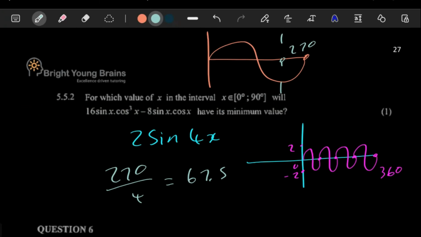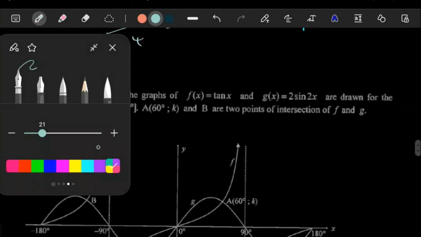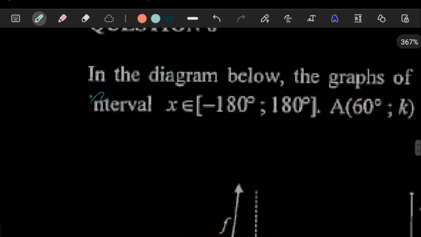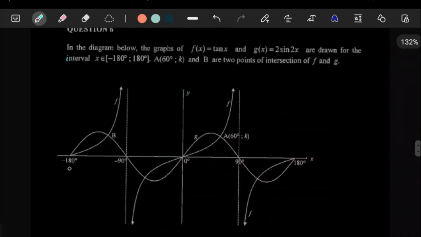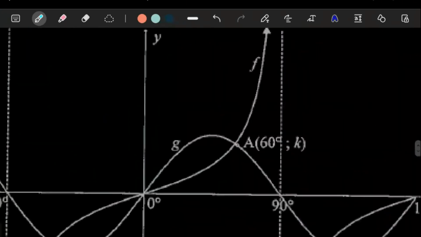So let's move on to question 6. Number 6 looks very interesting. It says, in the diagram below, the graphs of f and g are drawn for the interval from -180 to +180. This here should say interval. Then you have A and also B, 2 points of intersection. The graphs meet somewhere here at B, and they meet somewhere here at A.